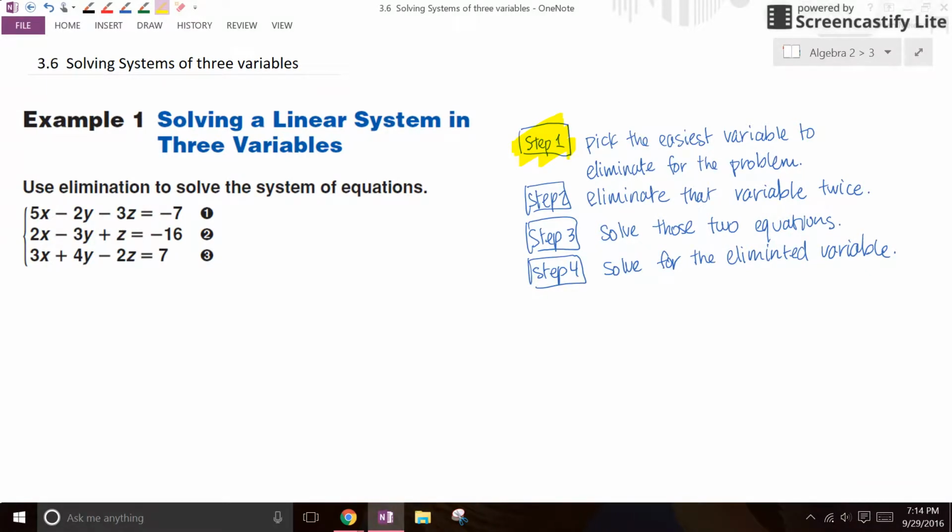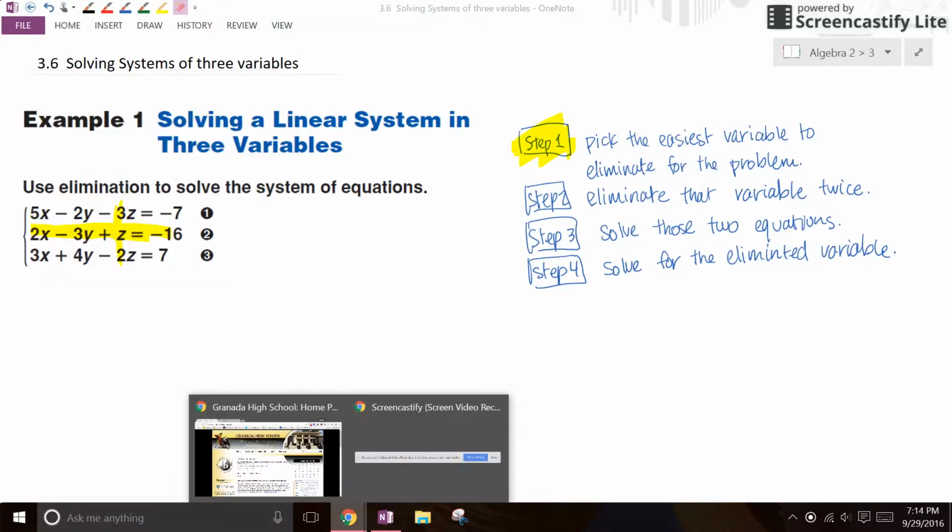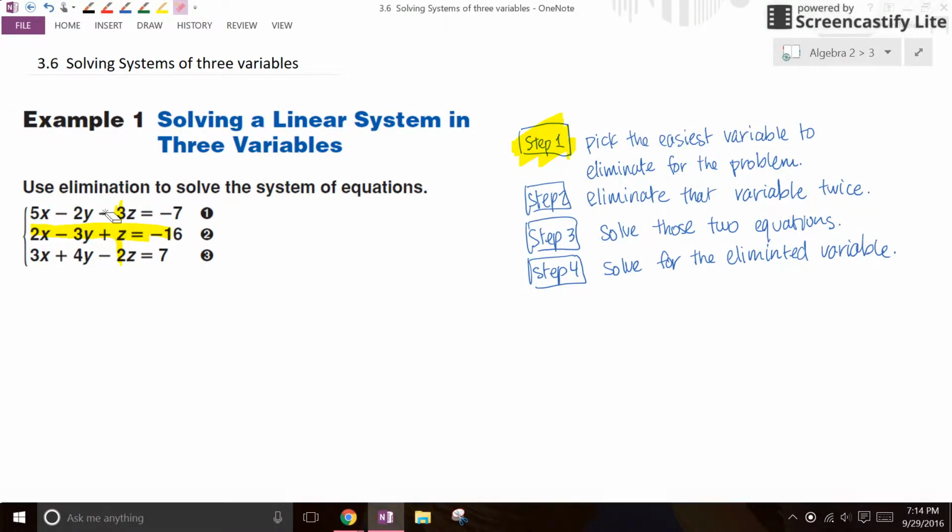So really, I'm noticing that the z's, this equation right here, he could easily knock out the 3 by multiplying it by 3. He could easily knock out the 2 by multiplying it by 2. So I'm feeling pretty good that that's the guy I'm going to want to eliminate in this problem. So that's what I mean by figure out who you want to eliminate. It definitely looks like z's are going to be my easiest choice. Then go ahead and do that.